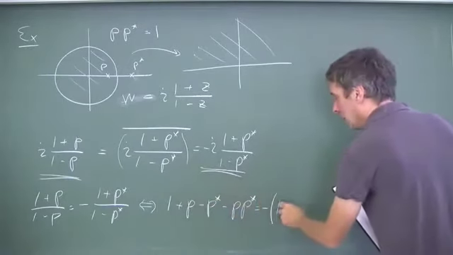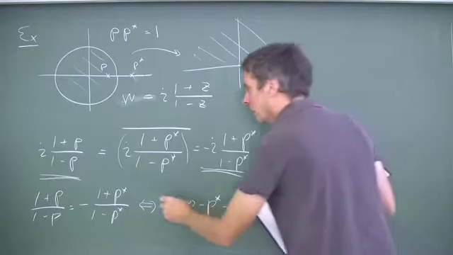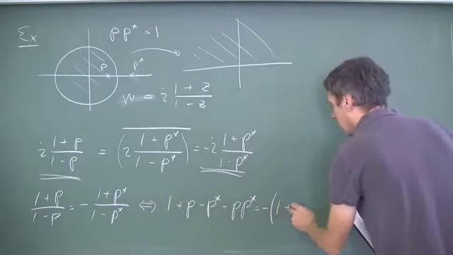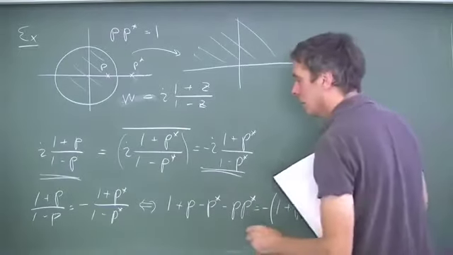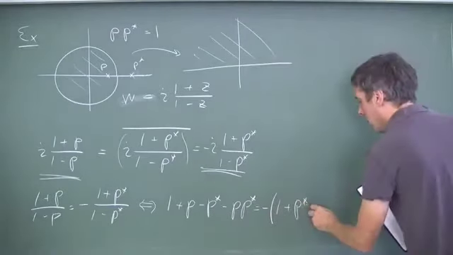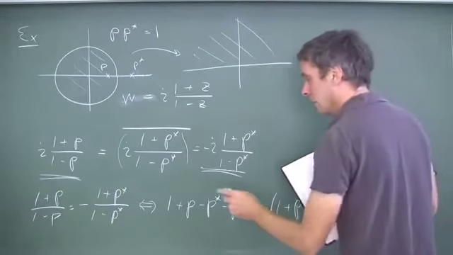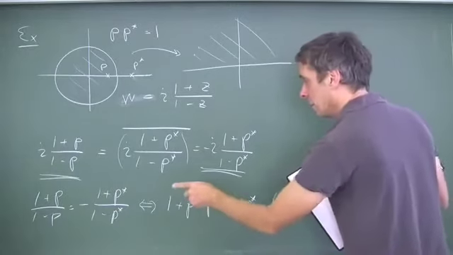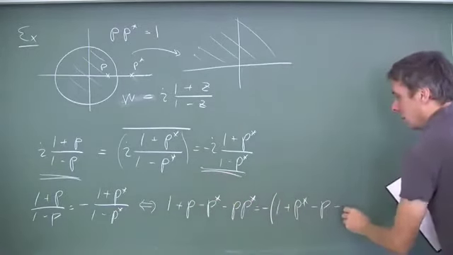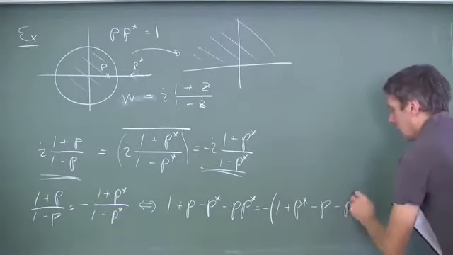and then you get plus p star, and then you get minus p, and then you get minus p times p star.